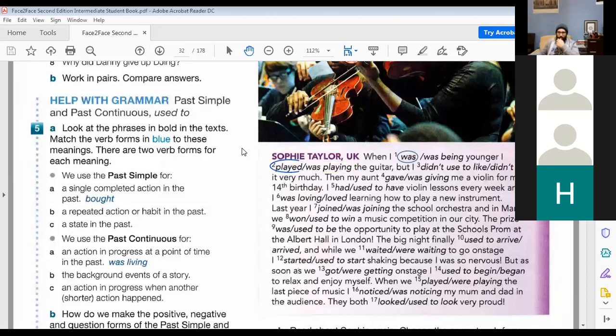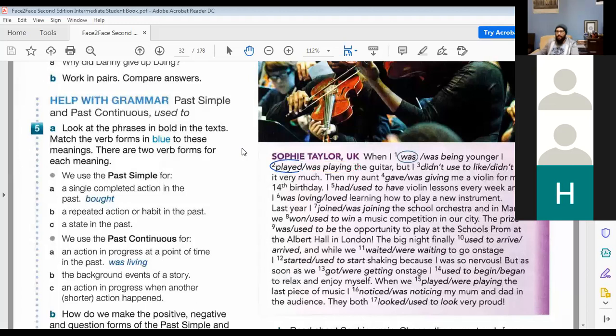This is what I meant. I don't know if it's true or false. But then I think it's "I played" because it's a single completed action in the past, because he or she, I don't know, maybe she started playing violin then. She didn't play the guitar anymore.